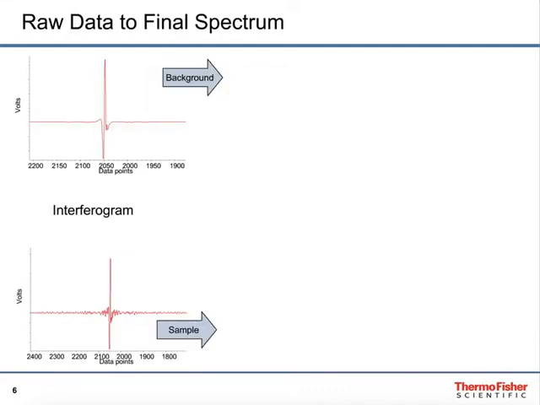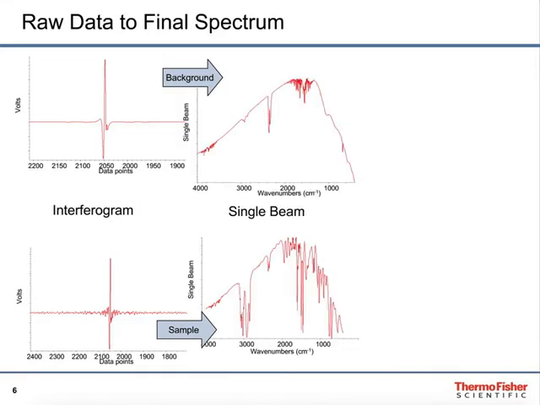And this is how your raw data is converted to a final spectrum. At the top, you see the interferogram due to the instrument with no sample present, and at the bottom is the interferogram with the sample present. If we Fourier transform both of those, we see this single beam due to the instrument at the top, and at the bottom the single beam with the sample present.